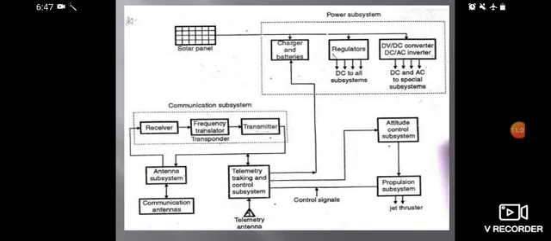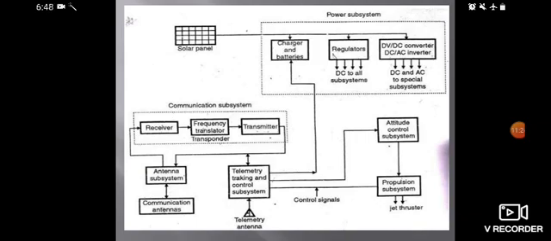Why? Because in satellite communication the uplink frequency is 6 gigahertz and the downlink frequency is 4 gigahertz. So how is it translated? By the use of the transponder, this frequency translator.